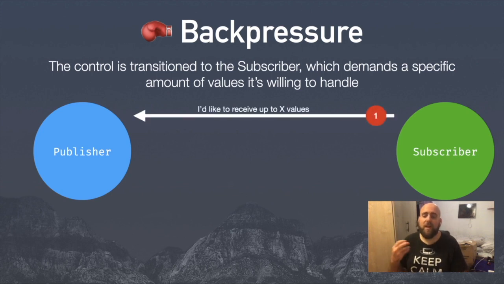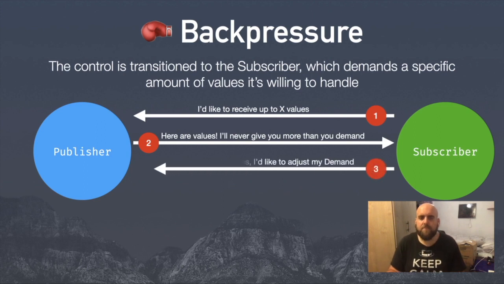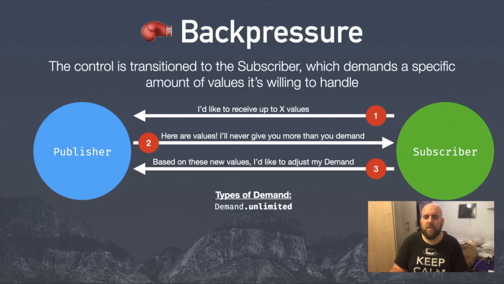The subscriber has to explicitly say, I would like to receive up to X values, some demand that's called, and then the publisher will tell you, here are the values you asked for, and I will never give you more than you demand. If you told me give me 2 values, and even if I have 10 values, I only give you 2 values. The subscriber also has a chance to adjust that demand constantly based on the new values it gets, which is super interesting.